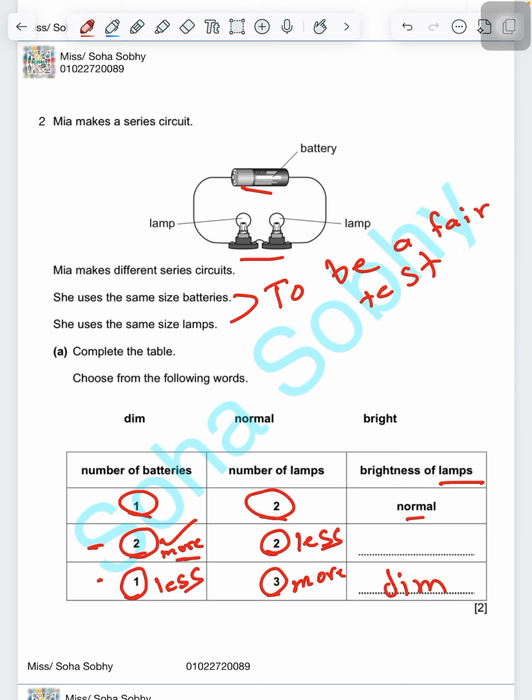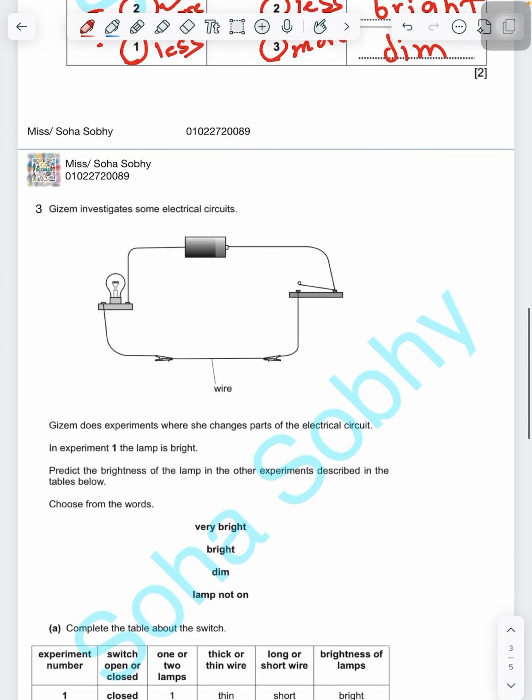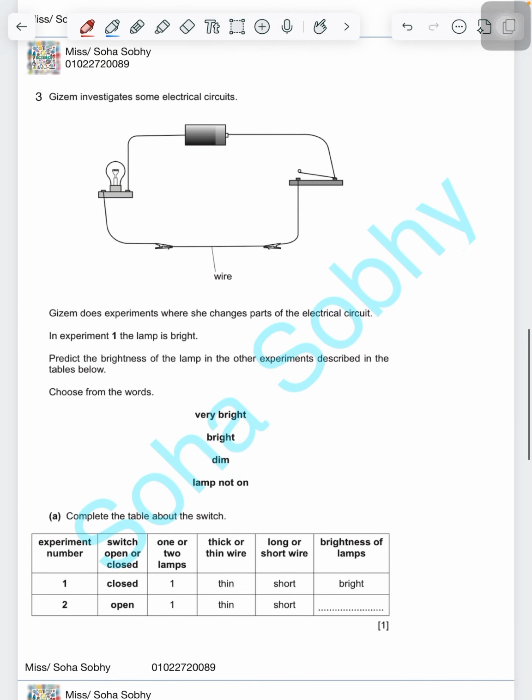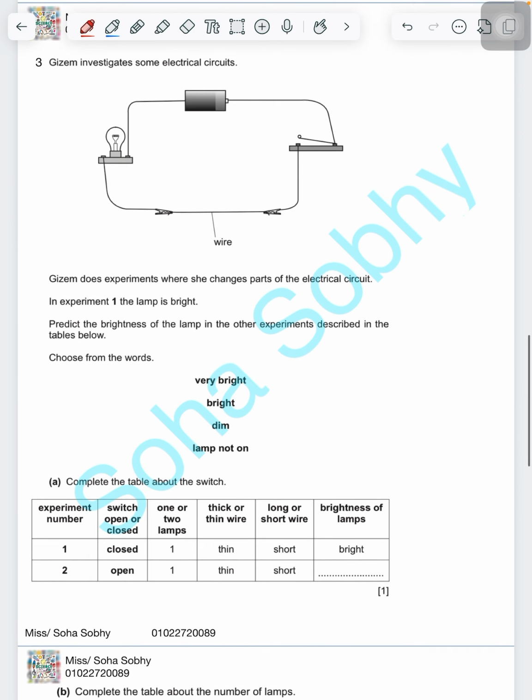But more batteries and less lamps means the brightness is increasing and the lamps will be brighter. So here we will write bright and dim. Got it? 3. Jasmine investigates some electrical circuits. Jasmine does experiments where she changes parts of the electrical circuit. In experiment 1, the lamp is bright.